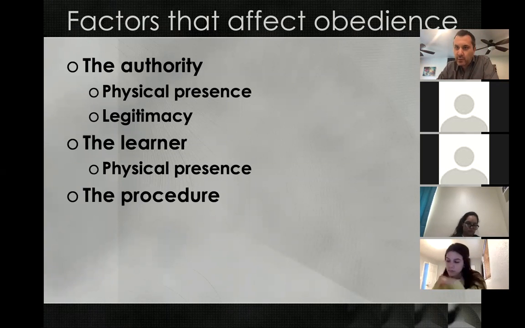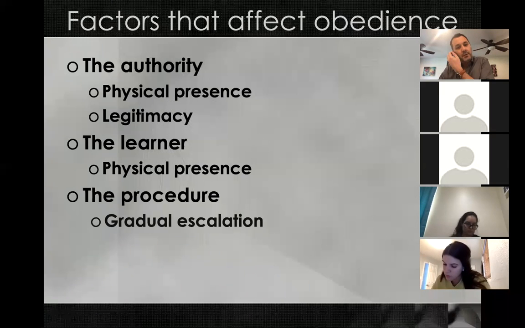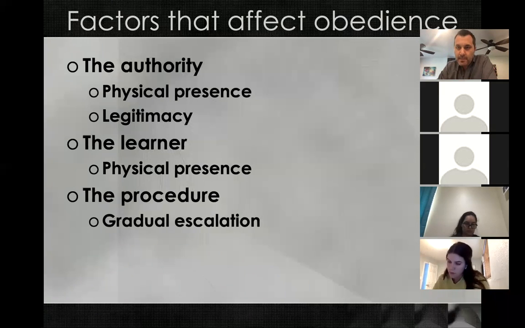There are also factors associated with the procedure itself that could have affected obedience rates. First off, remember that in the study, participants started by giving 15 volts for the first mistake that the learner made. Then when the learner made the second mistake, they increased that to 30 volts. Then they increased it to 45 volts and 60 volts. And there's this gradual escalation all the way up to 450 volts, right?